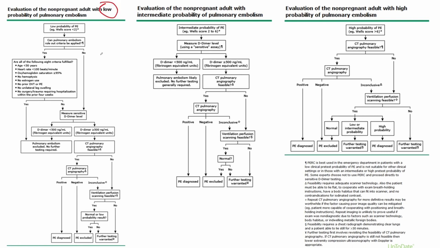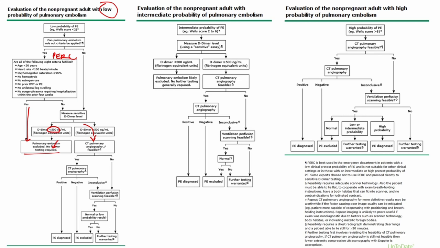Low probability. And it's the same as what we saw before. We apply the PERC criteria, the same as before. Can we rule them out with PERC criteria? If so, then we're done. No further testing. If we can't, then we get the D-dimer. If it's less than 500, we're good. If it's more than 500, we get the CTA. It's what they like to call it, CTA.